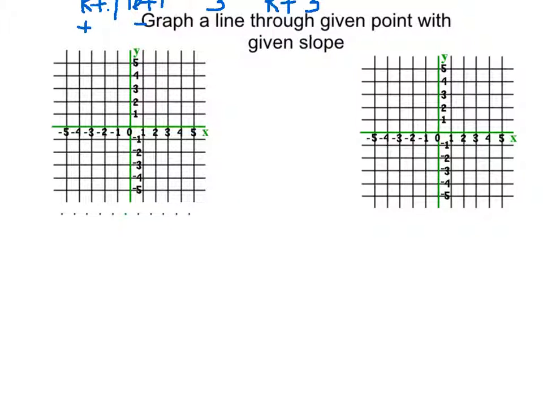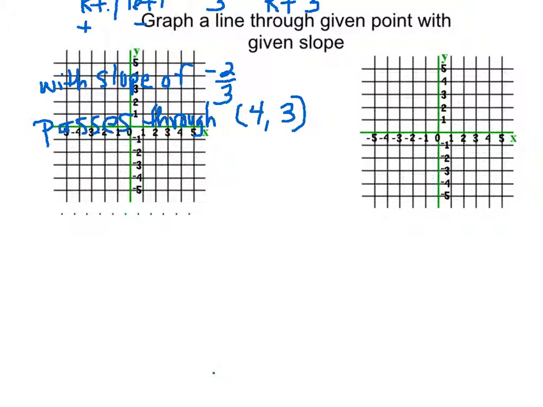Alright, let's try another example. Let's say that they tell you that you need to graph the line with slope of 2/3. I will make it -2/3. And it passes through, let's see, we'll say that it passes through 4, 3.